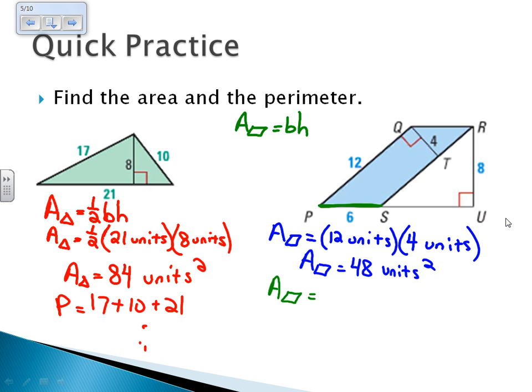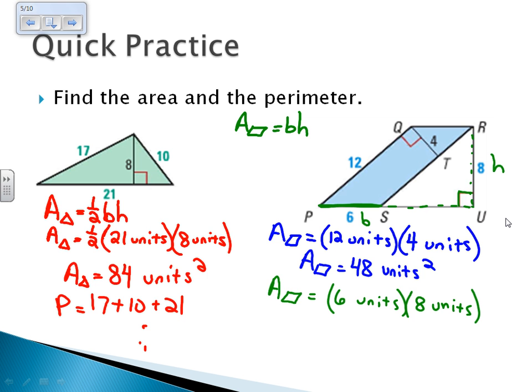Here's my base. Well, the height has to be perpendicular to it. What's the item that's perpendicular to the base? 8. You see how I extend this line over? And my height is now perpendicular to it. It just happens to be outside of the shape. So my base and my height are once again perpendicular. That's the key. So if we wrote it with these numbers, it would be 6 units times 8 units.